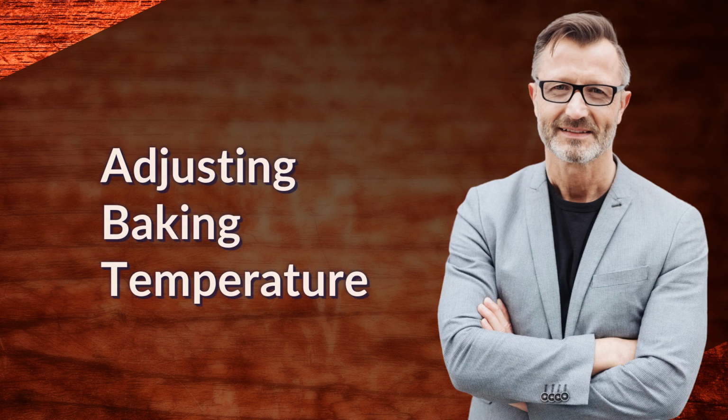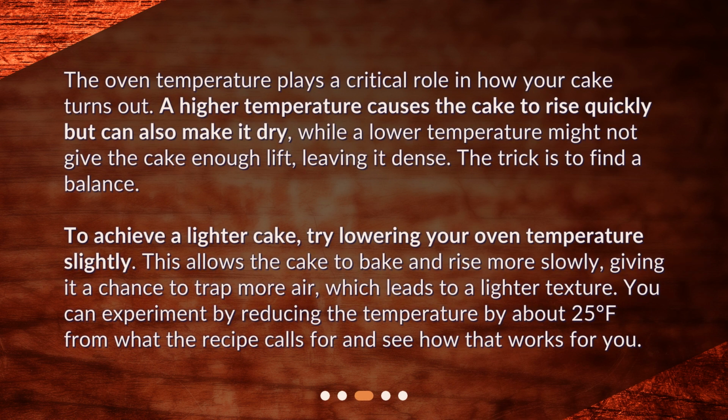Adjusting baking temperature. The oven temperature plays a critical role in how your cake turns out. A higher temperature causes the cake to rise quickly but can also make it dry, while a lower temperature might not give the cake enough lift, leaving it dense. The trick is to find a balance.